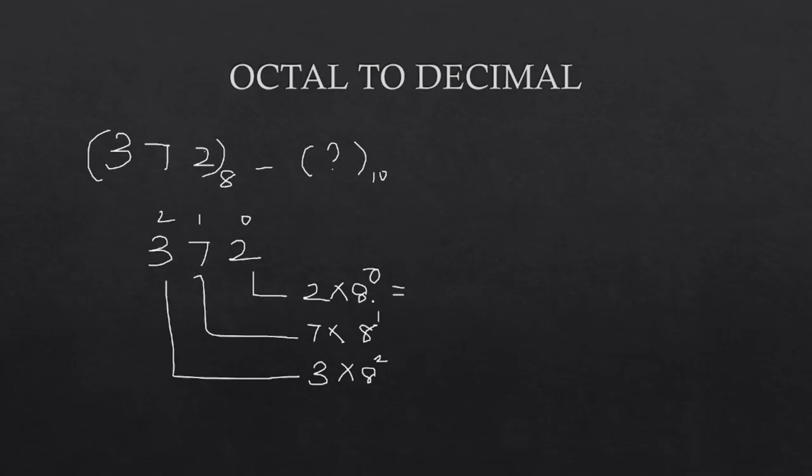Now tell me, 2 into 8 to the power of 0 means what? 1. So 2 into 1 is 2. Now 7 into 8 to the power of 1 means 7 into 8, which is 56. After that 3 into 8 squared. 8 squared is 64. So 64 into 3 is 192. Then finally you have to add everything. So what is the answer? 192 plus 56 plus 2 is nothing but 250.